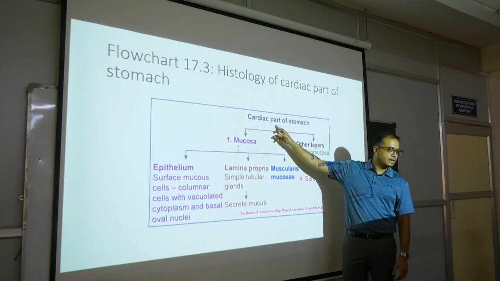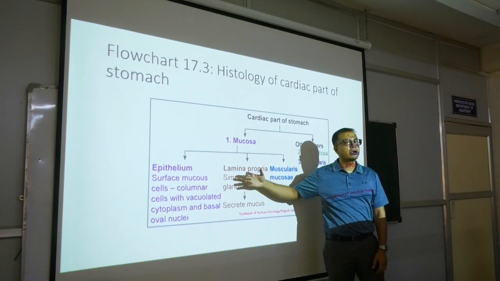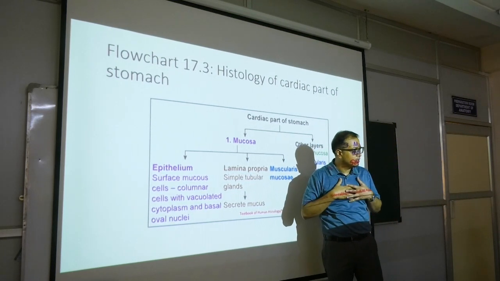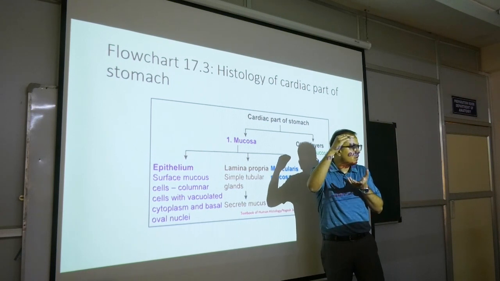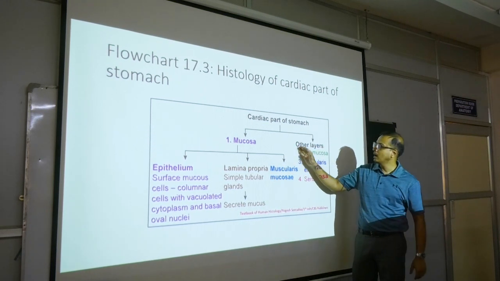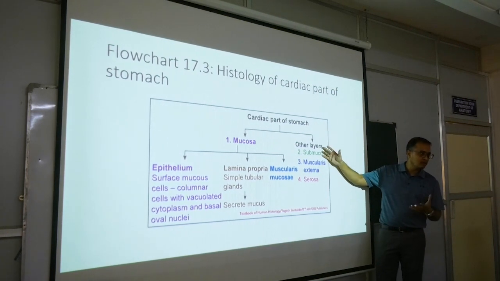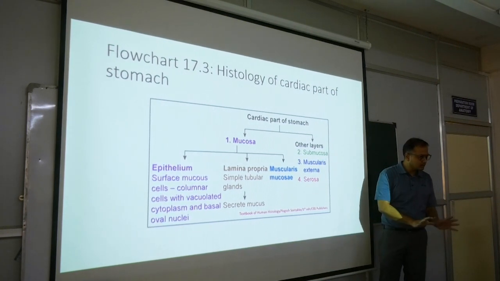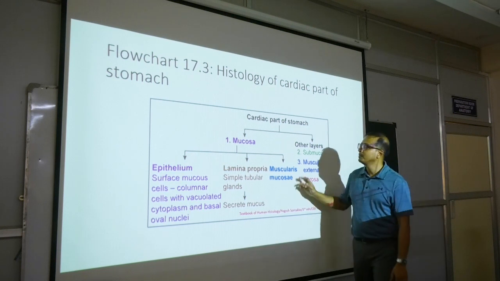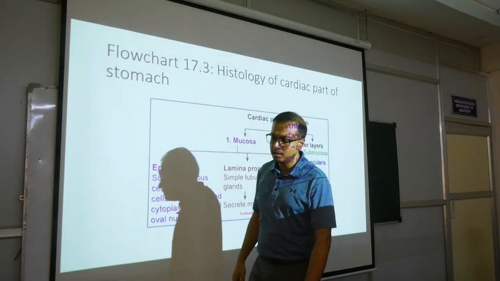These glands present in the cardiac region we call cardiac glands. It's not related to the heart. It's related to the cardiac area of the stomach. Then we have the other layers: submucosa, the muscularis layer, which has three sublayers, and the serosa. This is the simple architecture of the cardiac region.